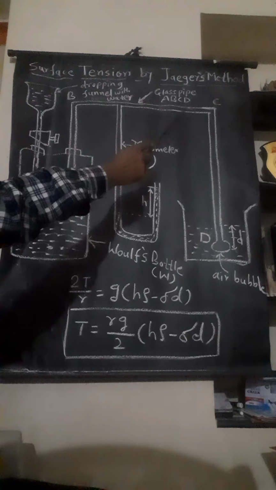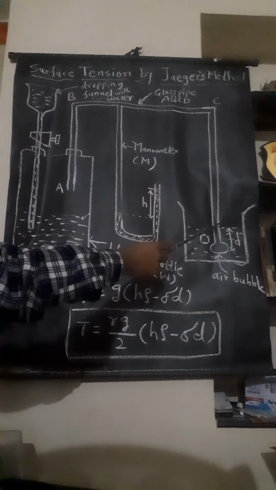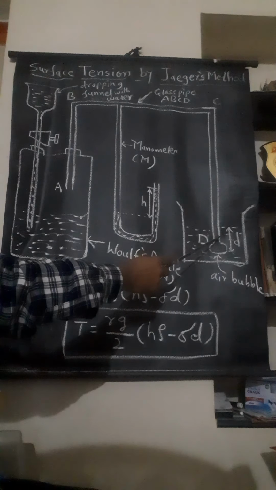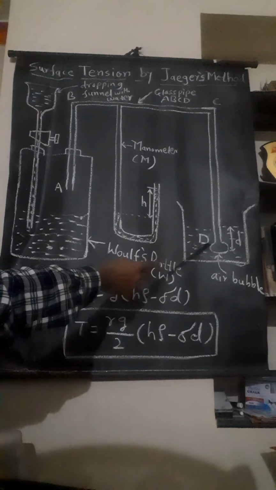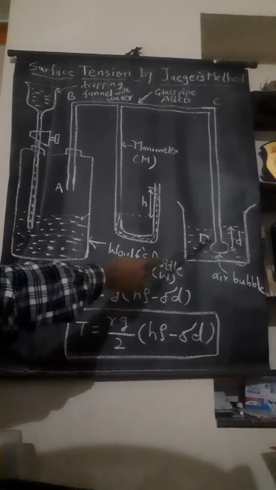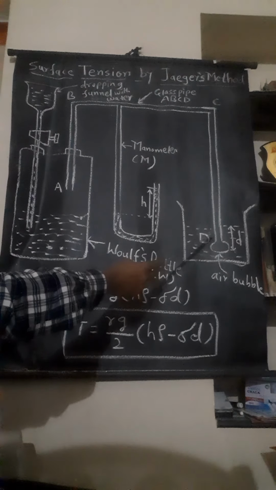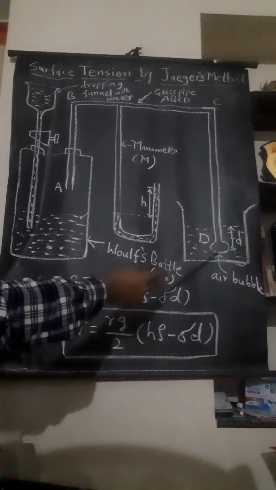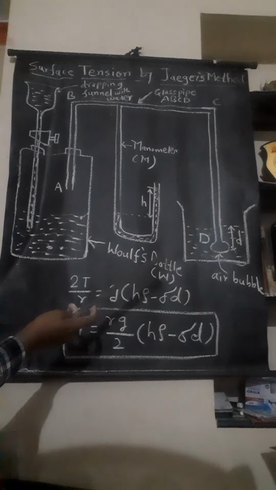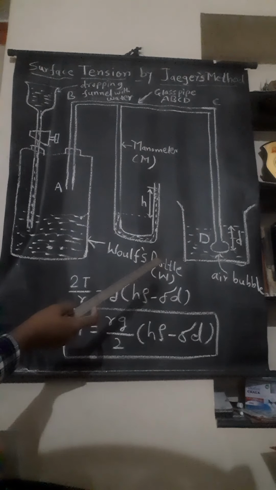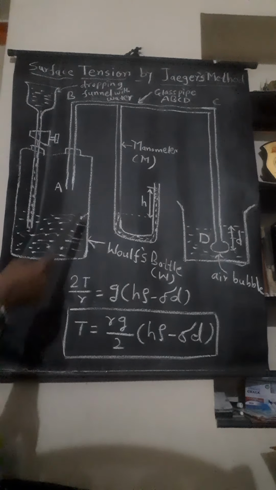The end part of the tube CD is drawn into a fine capillary, and this end dips 2 to 3 centimeter in the liquid whose surface tension is to be determined. So this is about the construction.